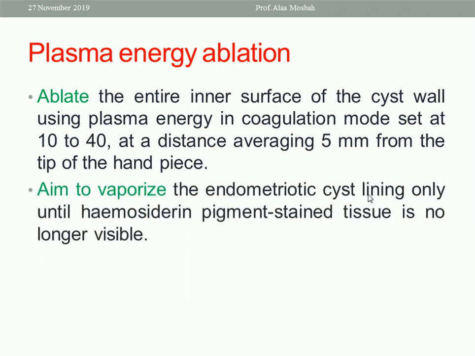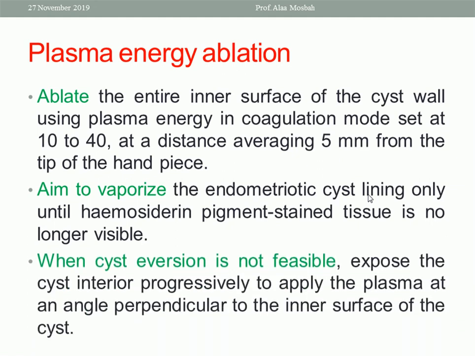Aim to vaporize the endometriotic cyst lining only until, again, hemosiderin pigment stained tissue is no longer visible. Yes, to be sure that the endometriotic tissue became damaged. When cyst eversion is not visible, expose the cyst interior progressively to apply the plasma at an angle perpendicular to the inner surface of the cyst.